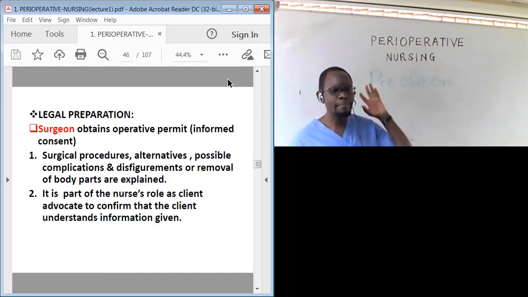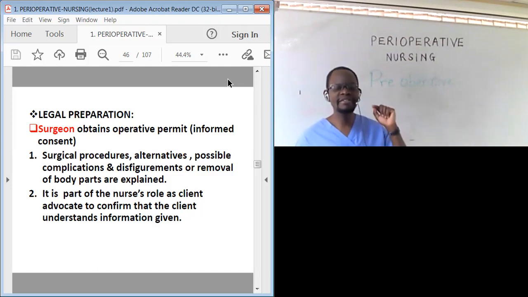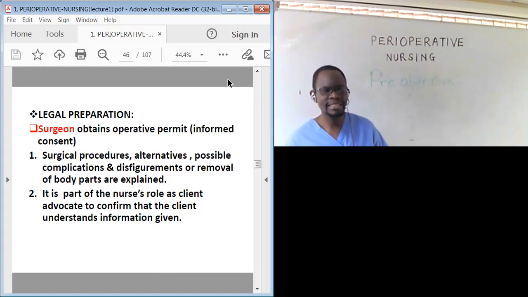What are the benefits of the procedure? And by the way, this should be done preferably in the language that the patient understands.